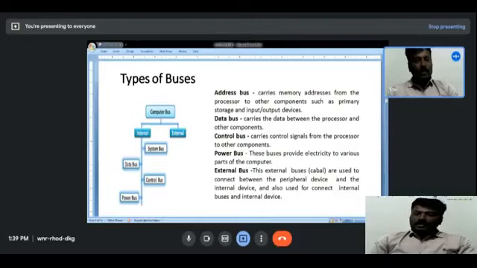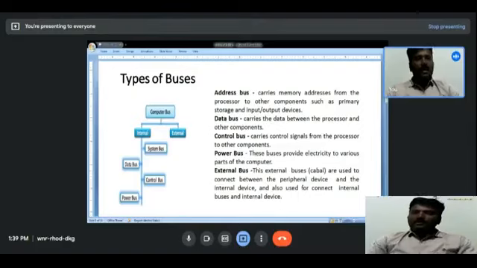Next one is the control bus. The control bus transfers the control signals, electrical pulses, for example read and write, and this kind of control signals to different parts of the computer.